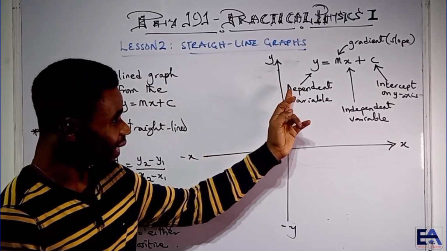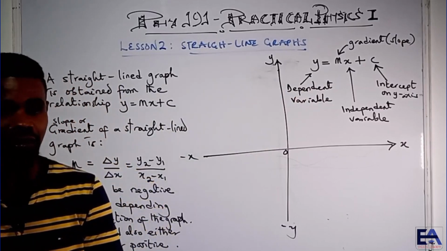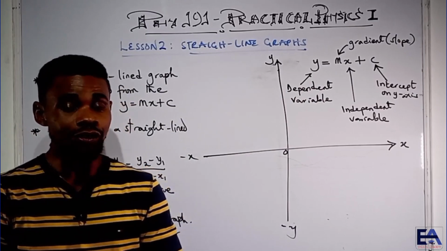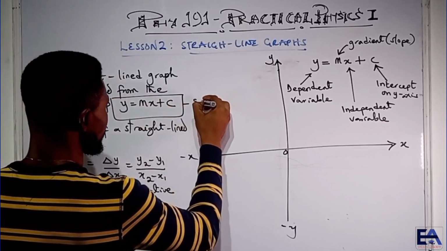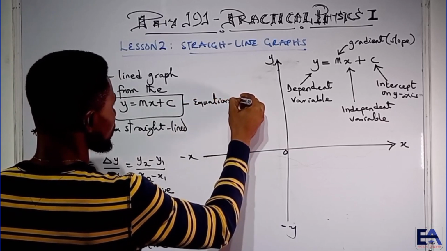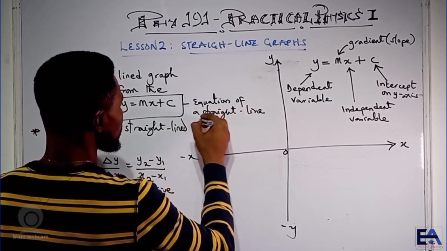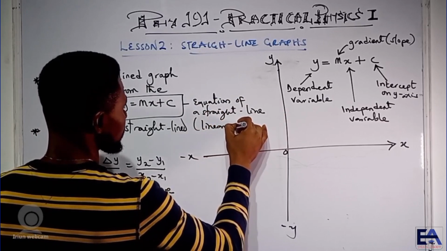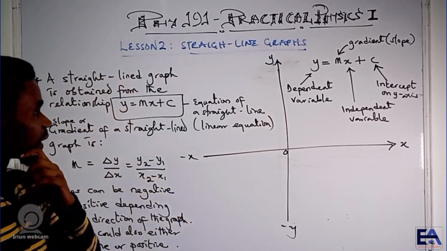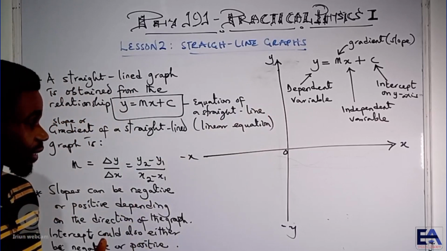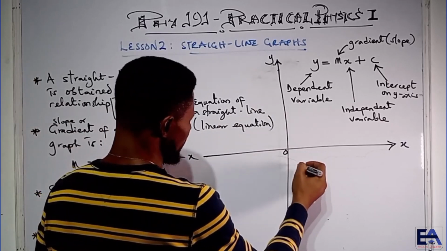This one is called a dependent variable because every value of y depends on the value of x. When you're dealing with a linear equation, this relationship is called the equation of a straight line. It can also be called a linear equation, because it is the equation of a straight line.